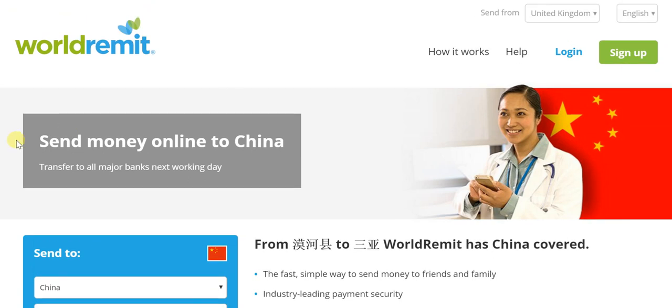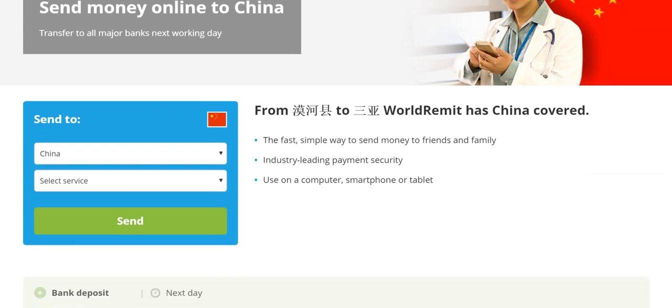Now here you can see send money online to China, transfer to all major Chinese banks within as little as the next working day itself. And WorldRemit of course has the whole of China from north to south, east to west very well covered, and it is well and truly the fastest, simplest way to send money to friends and family with industry leading payment security, because that is quintessential. If you don't have payment security, you will not be using a platform to send money.